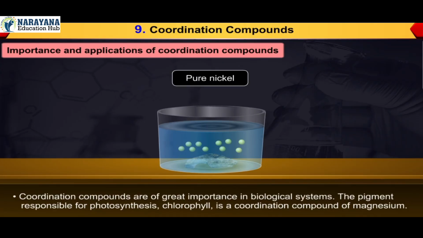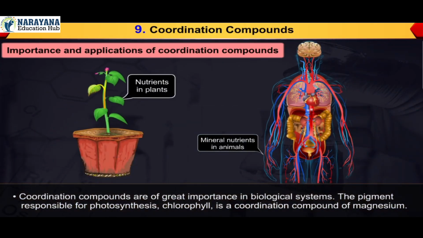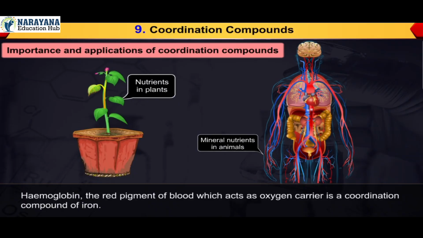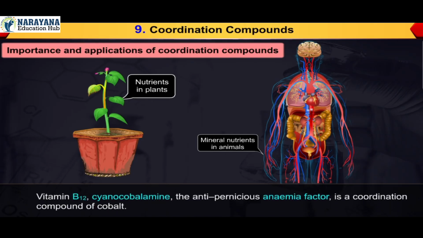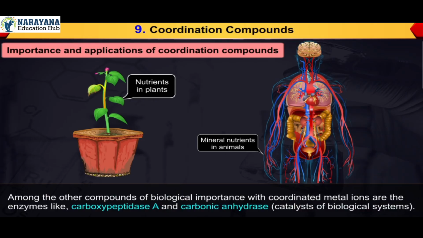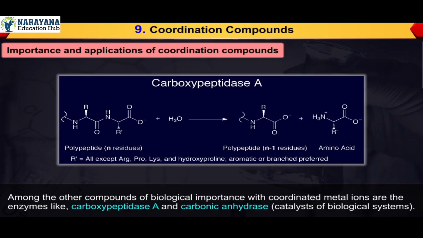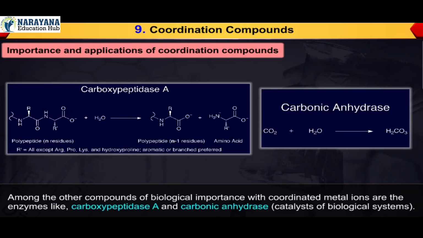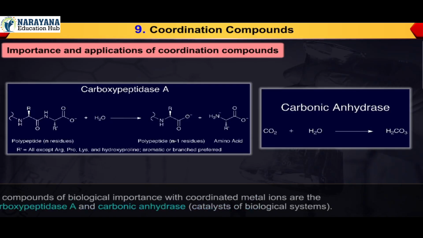Coordination compounds are of great importance in biological systems. The pigment responsible for photosynthesis, chlorophyll, is a coordination compound of magnesium. Hemoglobin, the red pigment of blood, which acts as oxygen carrier, is a coordination compound of iron. Vitamin B12, cyanocobalamin, the anti-pernicious anemia factor, is a coordination compound of cobalt. Among the other compounds of biological importance with coordinated metal ions are the enzymes like carboxypeptidase A and carbonic anhydrase, that is, catalysts of biological systems.